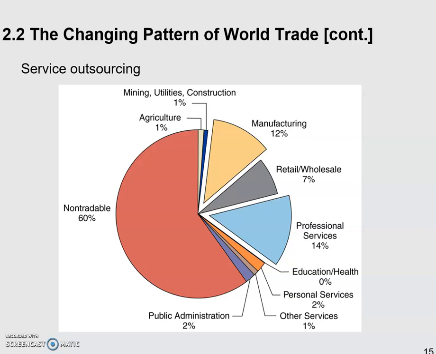Okay. But there's one more pie chart I want to briefly talk about. It's about service outsourcing. So it's based upon one economic study, which looks at these services.